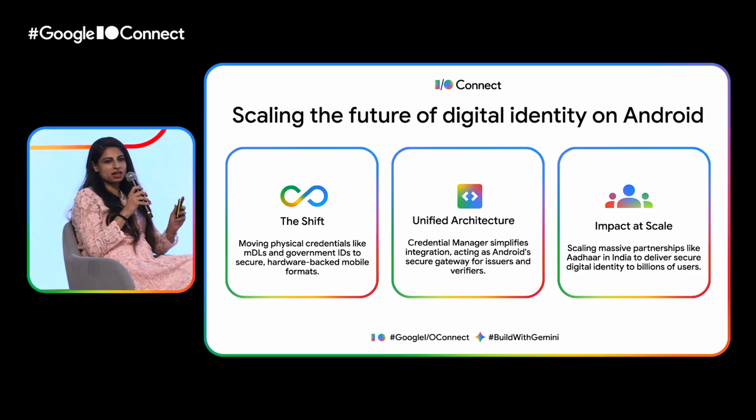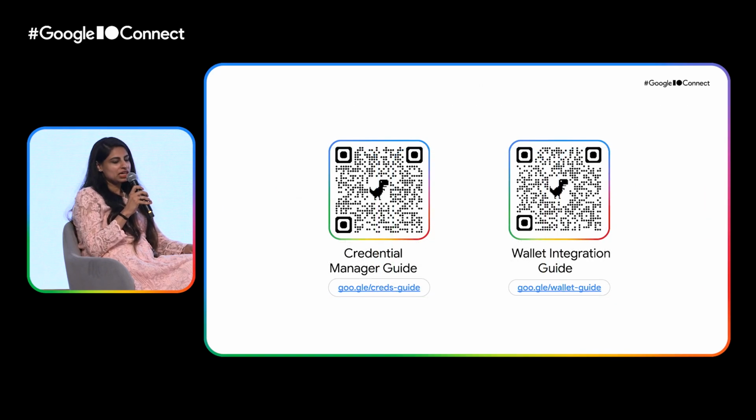We started by looking at the inevitable shift from physical to digital credentials, driven by user convenience and new regulations. We broke down the architecture for the Android Credential Manager API, showing you how it can act as a secure hub for both issuers and verifiers. And finally, with the help of Edson and Sabut, we saw how this looks in the real world, how a massive infrastructure integration is scaling ecosystem expansion to deliver secure, tamper-proof identification to millions of users. The future of identity is open, secure, and it's happening right now.